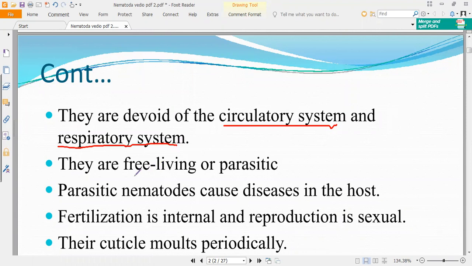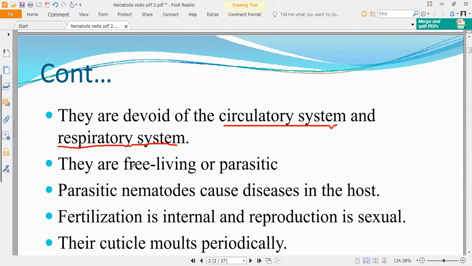They are free living or parasitic. Roundworms or the nematodes are either free living or parasitic. Even the free living ones are very important for the ecological stability of the environment.